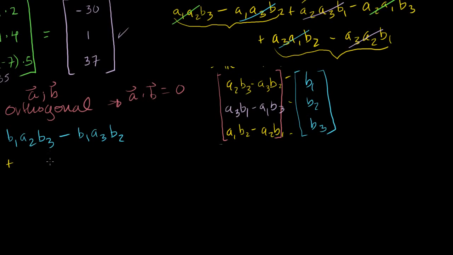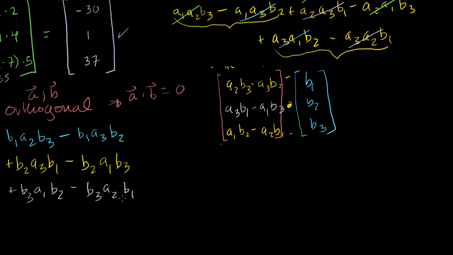This isn't a vector. Remember, when you take the dot product of two things, you get a scalar quantity. So plus B2 times this thing: B2, A3, B1 minus B2, A1, B3. And then finally, B3 times this: plus B3, A1, B2 minus B3, A2, B1. If these are definitely orthogonal, then this thing needs to equal 0. And let's see if that's the case.